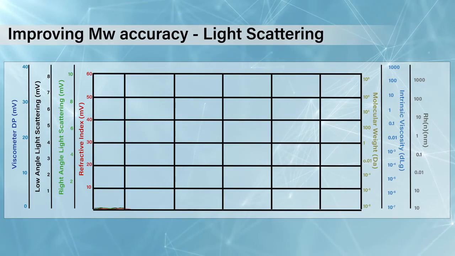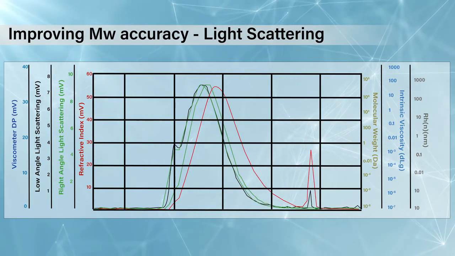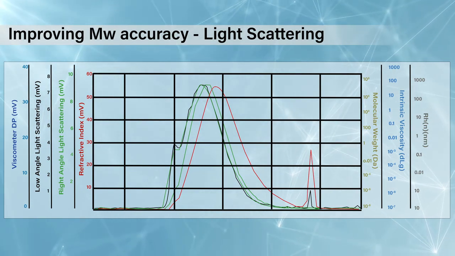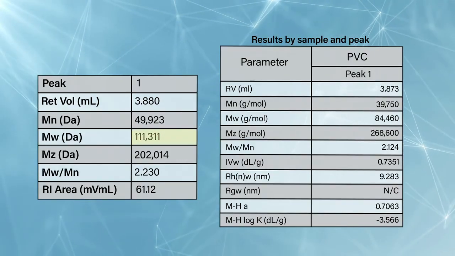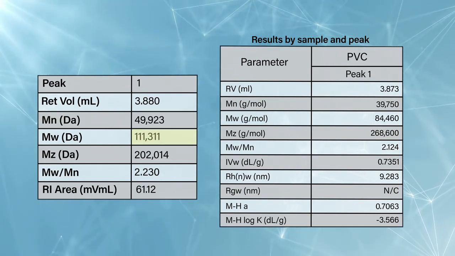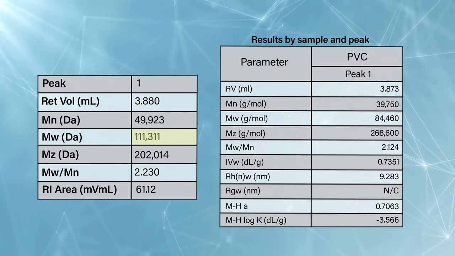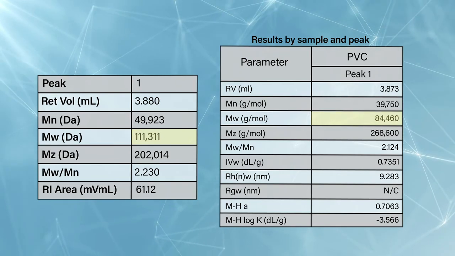So here's an example of molecular weight accuracy with light scattering. In this case, you have an 85,000 PVC standard. If you look at a conventional calibration against polystyrene standards, it's going to give you 111,000. So it's very precise, but it's not accurate. If you use a light scattering detector, then it brings the accuracy to the experiment, and you get your 85,000 molecular weight as expected.